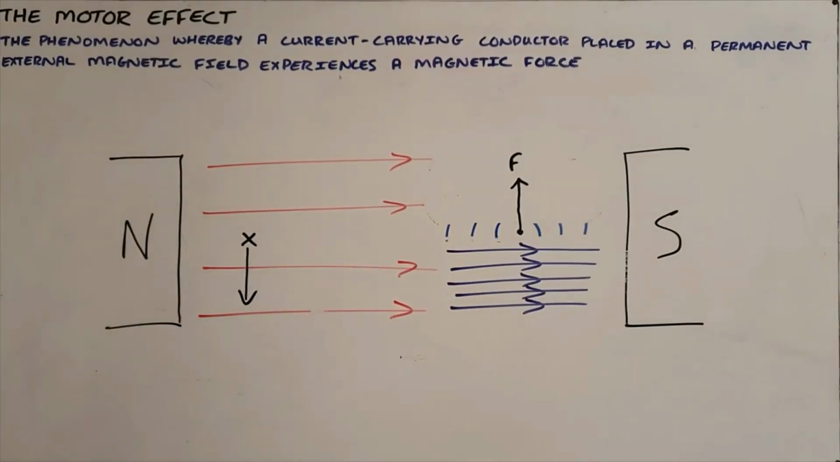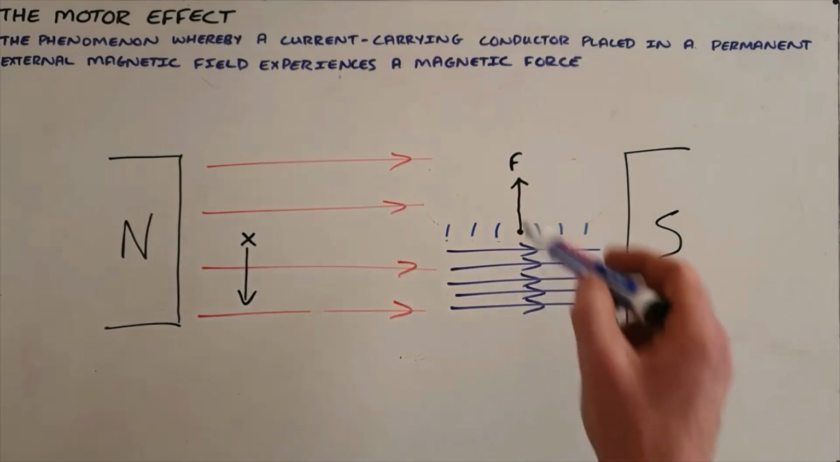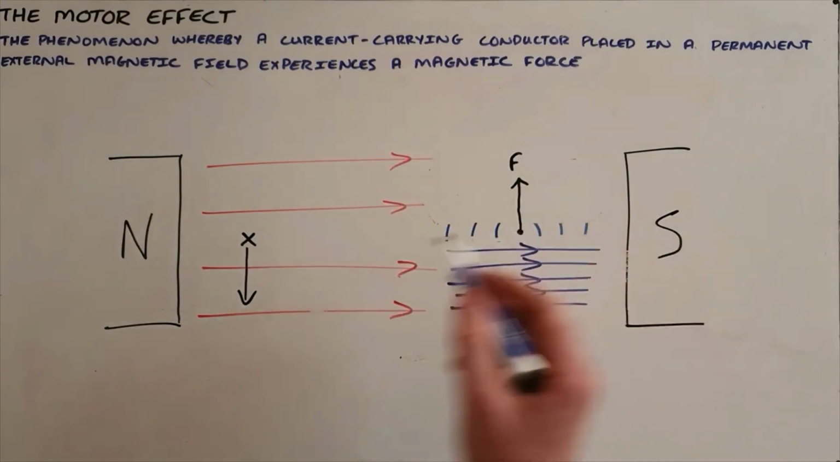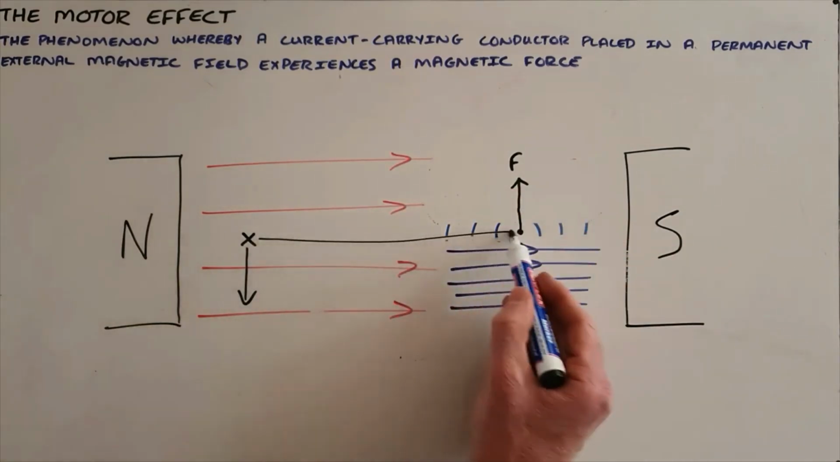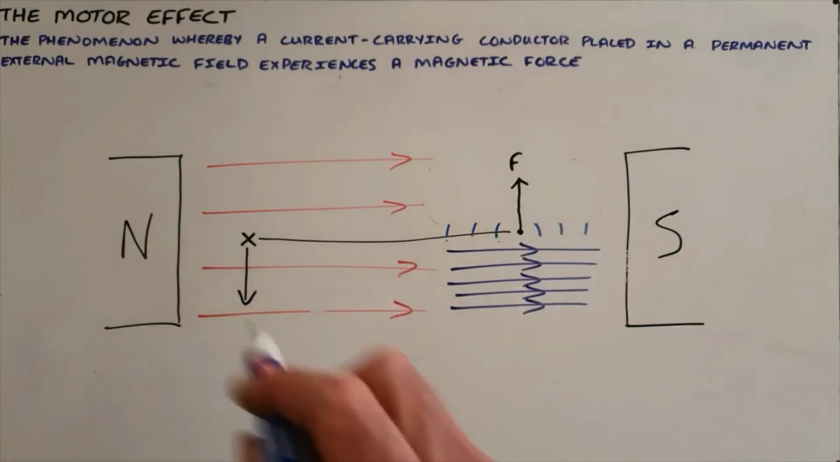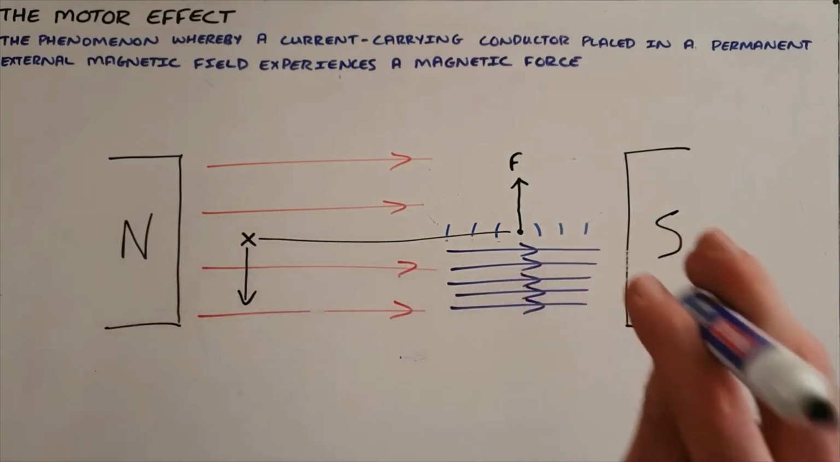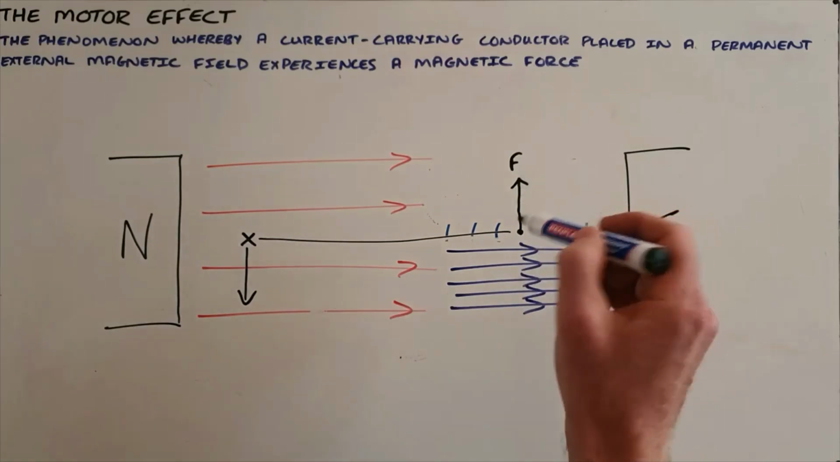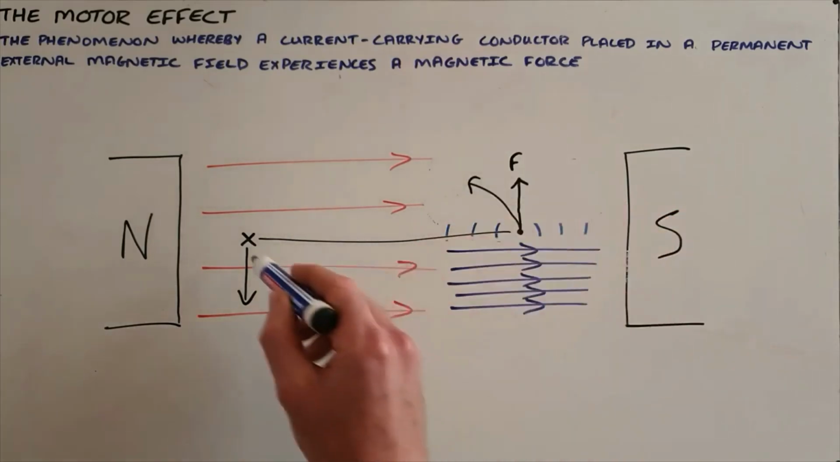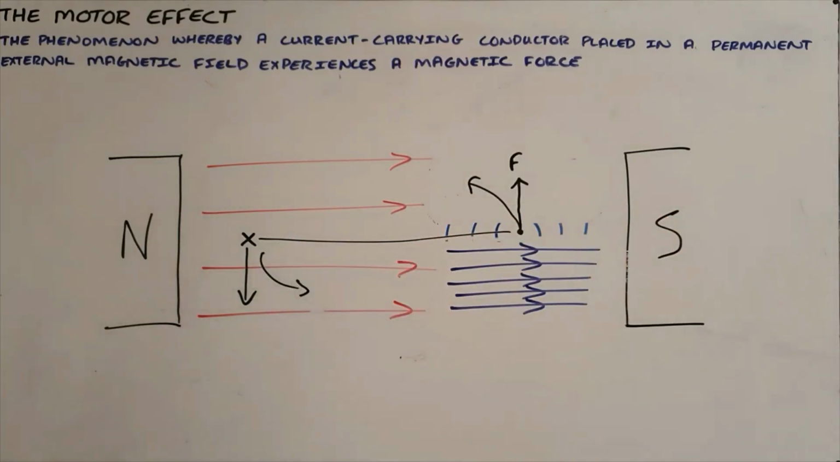It can then be seen that a conductor that is carrying current into the board would experience a force downward, and this is why it is called the motor effect. If these two are one and the same conductor, one carrying current into the board and one carrying current out of the board, we would create a turning motion, which is the principle on which all electric motors operate.